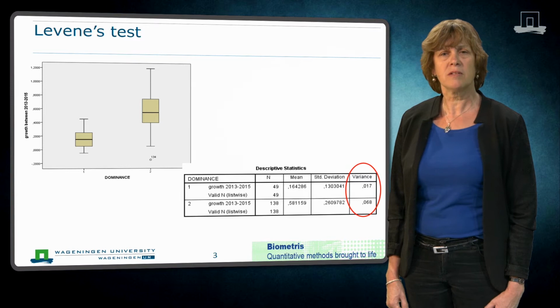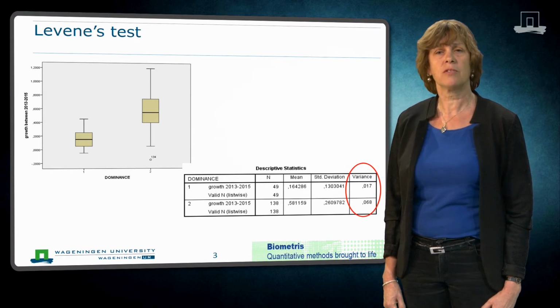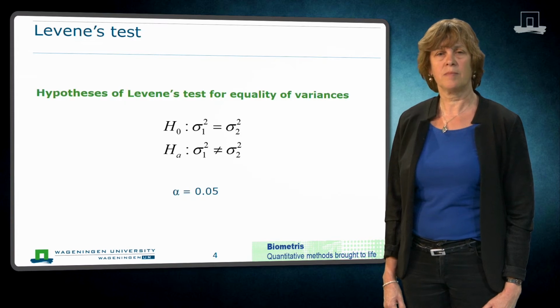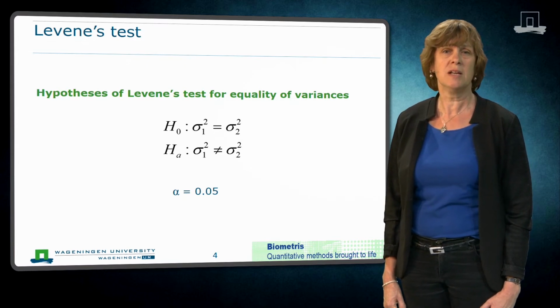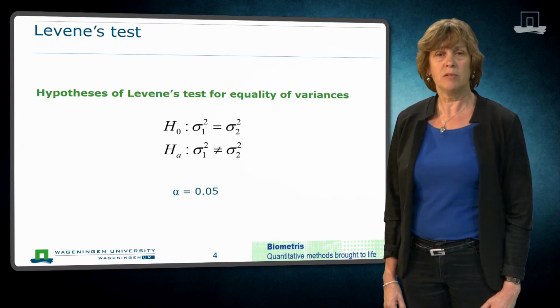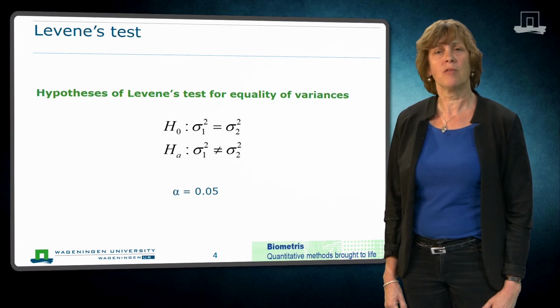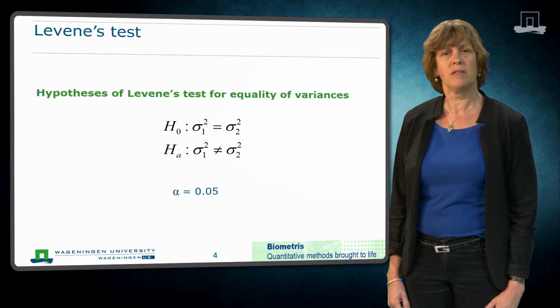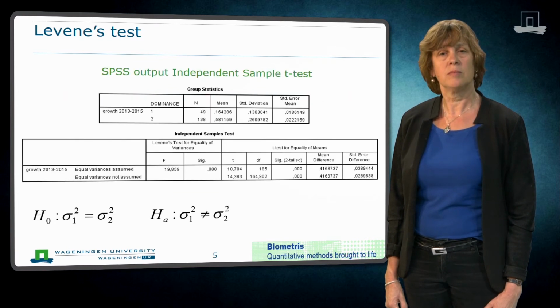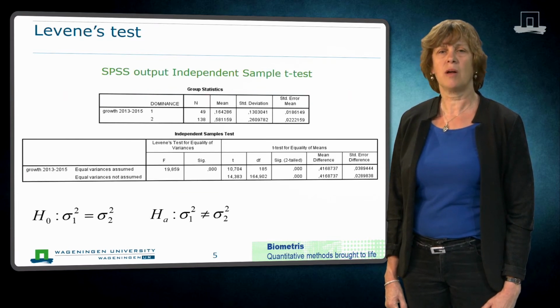However, this marked difference in spread could be due to chance. Therefore, we are going to conduct a formal test. We test the null hypothesis that population variances are equal against the alternative hypothesis that they are different. We will use a significance level alpha of 0.05. In SPSS, we simply ask for a 2-independent sample t-test and we will get the results of Levene's test as well. This is the result for our example.